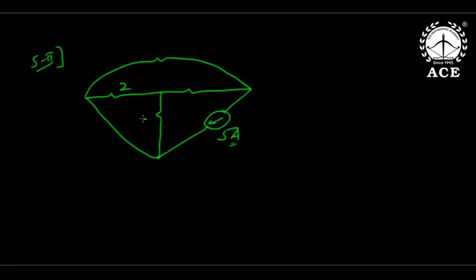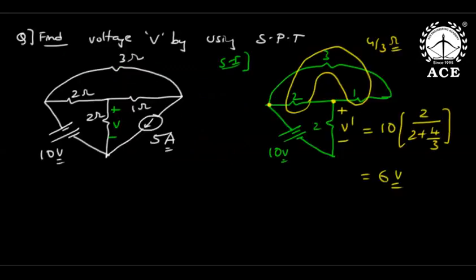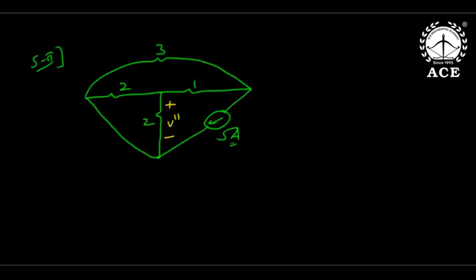Okay, this is 2, 2, 1, 3. And let this voltage be V double dash. So this is 5 amps, 2, 2, 1, and 3. Let this be V double dash. I need this V double dash.